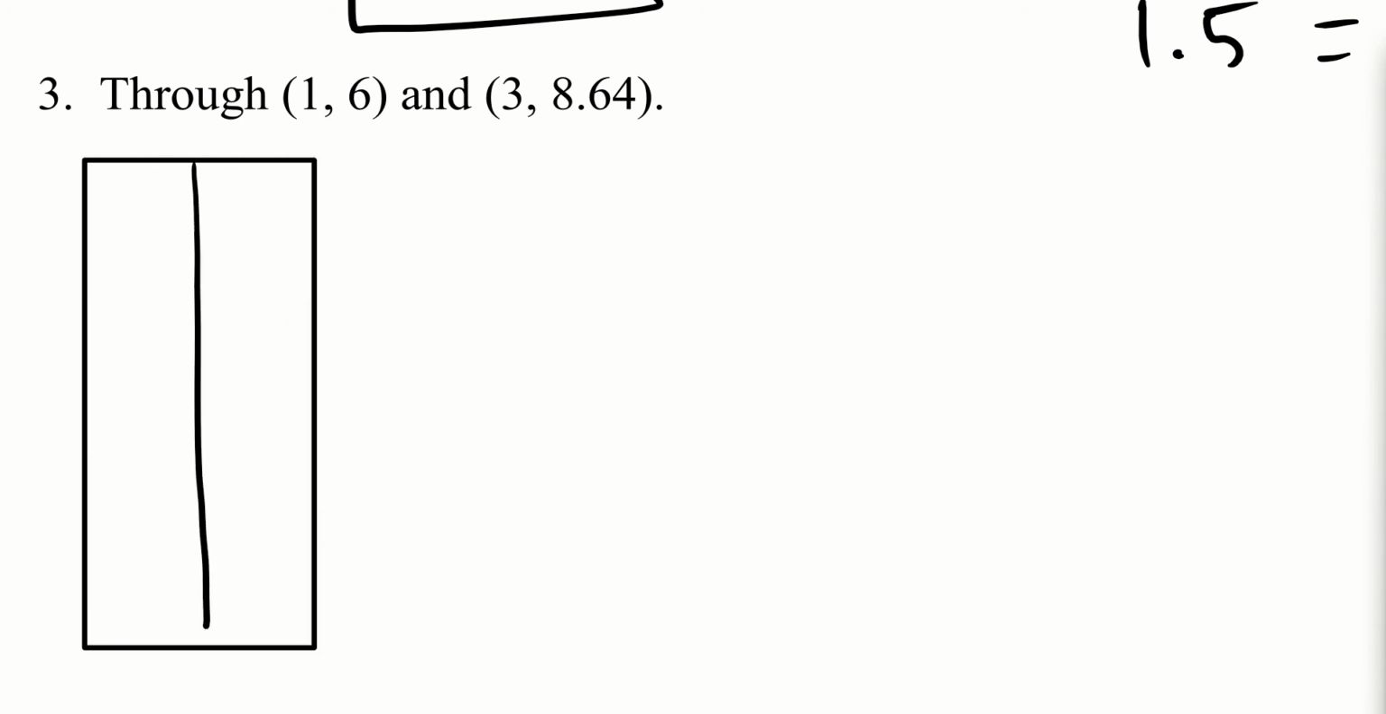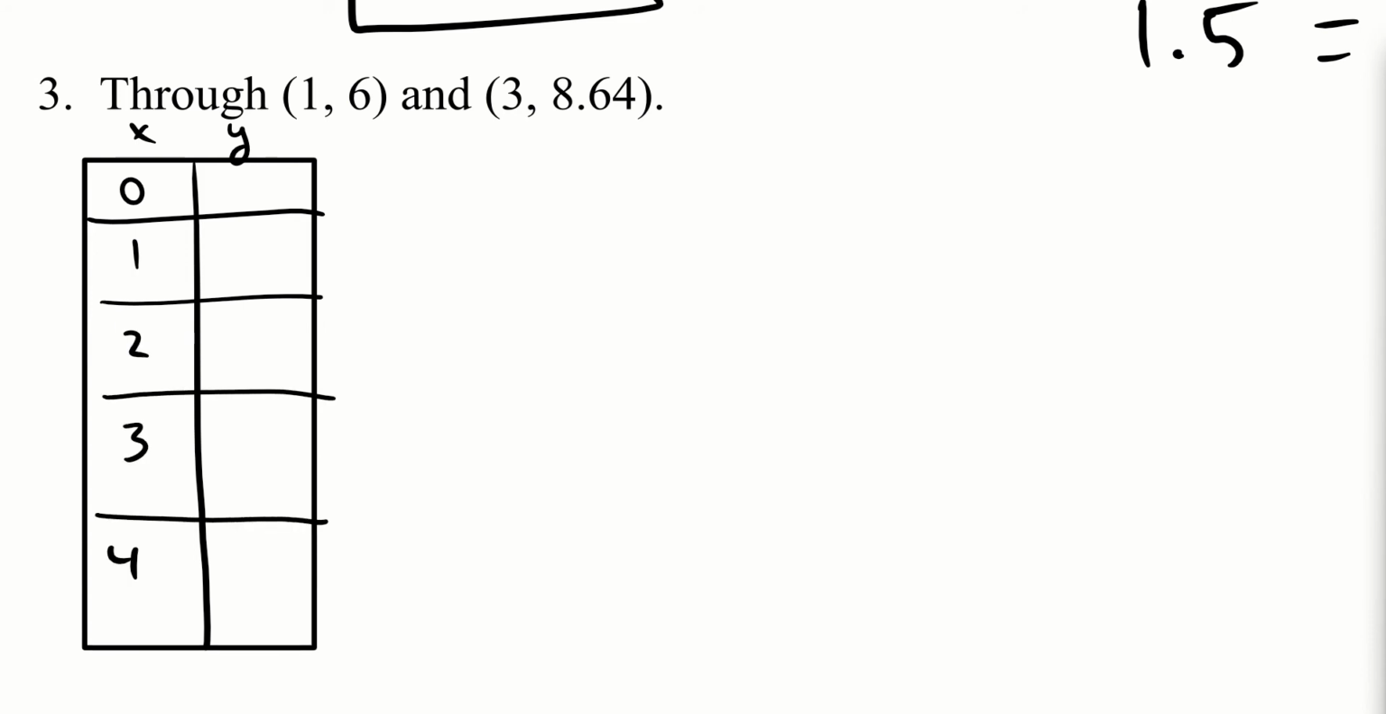So here's a table of values, right? I've got some x values, some y values. I don't know the 0th term, first term, second term, third term, fourth term. So take a look at this. I'm told that the third term is 8.64. And I'm told that the first term is the number 6.